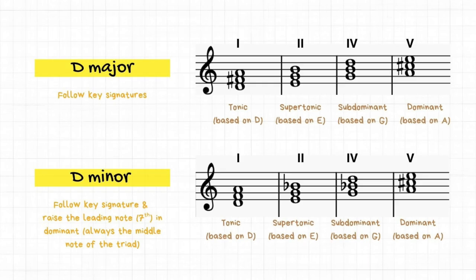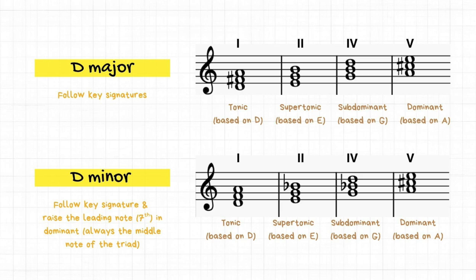And here are the examples. In D major, we follow the key signature which has F sharp and C sharp. So the tonic chord will be D F sharp A, and supertonic chord E G B, and subdominant chord G B D, and dominant chord A C sharp E.